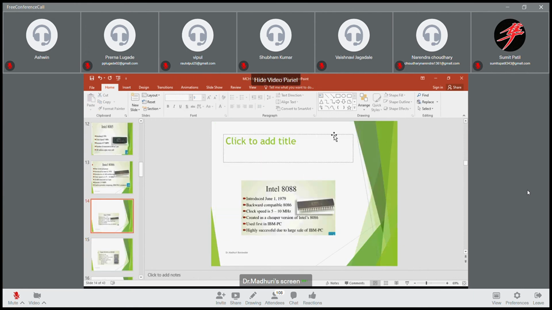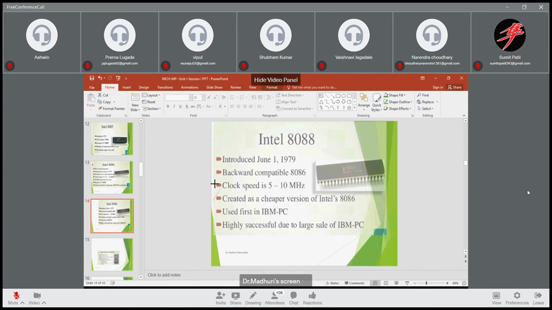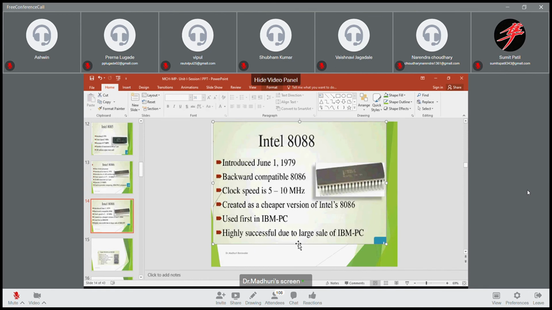Now next is the Intel 8088 processor. This processor was developed in 1979. It has backward compatibility, that is, it is compatible with the previous version of the microprocessor, the 8086. There is no major difference between 8086 and 88, but they have decreased the size of the data bus. The 8088 is an 8-bit microprocessor instead of 16-bit. That's all. There is no other difference between 8086 and 88.